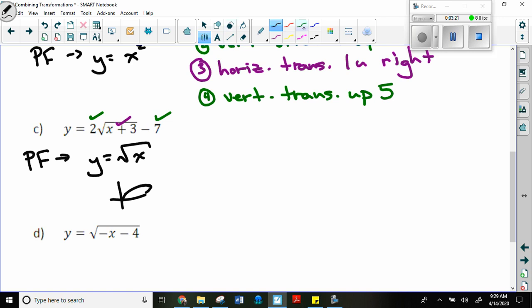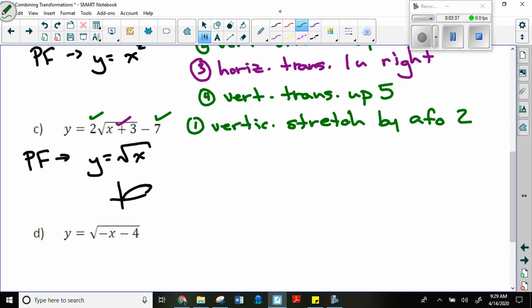Okay, do my transformations. Outside of the function, do normally what you would expect. Vertical stretch by a factor of 2. Multiply all the y values by 2. Boom, inside the function. This is a horizontal translation. What way? 3 units to the +3. We're going to go to the left. We're doing the opposite. So you would subtract 3 from all your x values because it's horizontal.